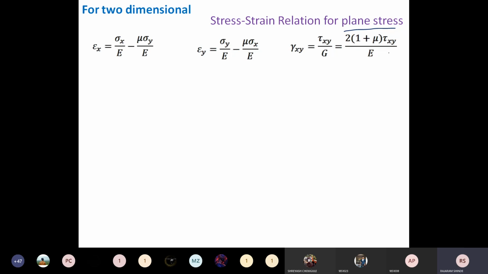Now, why are these equations reduced? Because it is a plane stress condition. Plane stress condition means here sigma z, tau yz, and tau zx are 0.